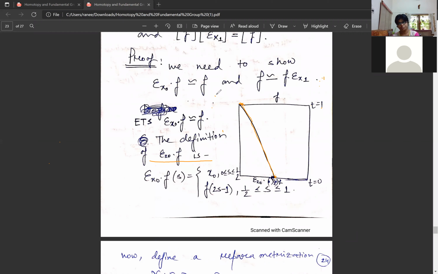Is there any answer or any intuition behind it? Can anyone tell me? Please, if you feel something, just to see that epsilon x naught dot f is homotopic to f. Can anyone describe to me a bit about this picture? What is going on? Why do we join these two?